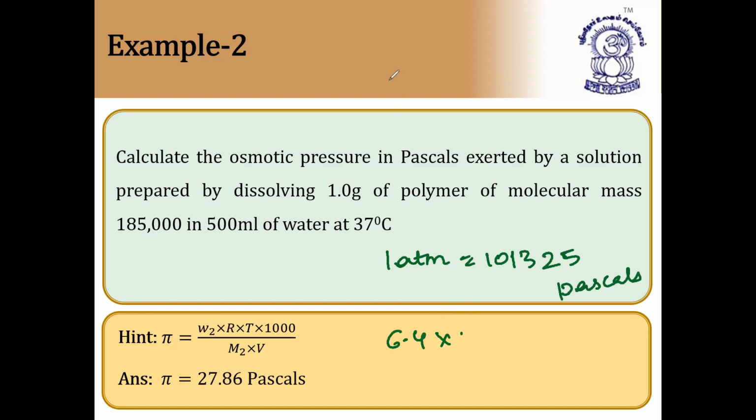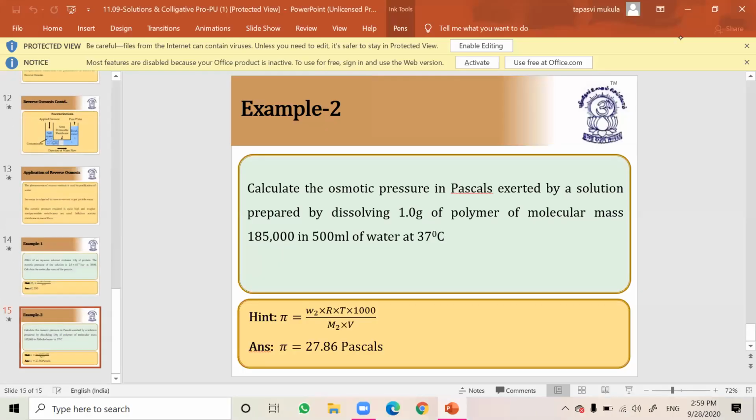0.0064 into 101325 is equal to 648, correct only. 648 approximately. That is not 27.86 pascals. This is a wrong answer. Next question. 648 pascals is the right answer.